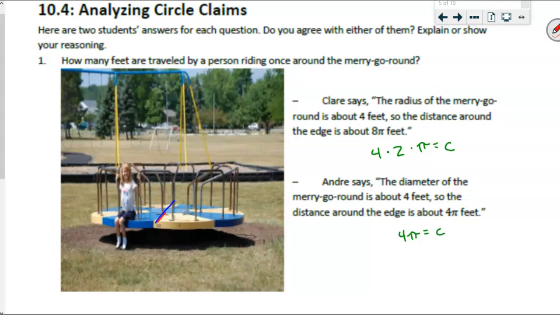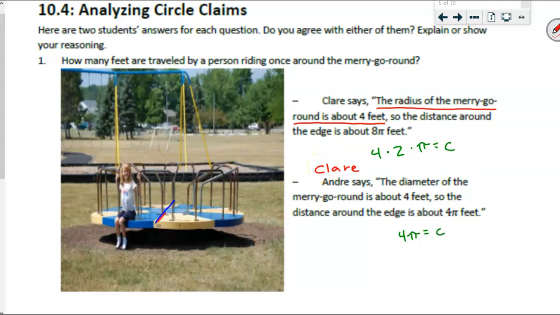Yeah, I would agree. So mathematically speaking, they are both correct. But when we're trying to make some estimates, some perspective, and maybe seeing a merry-go-round, a diameter of only 4 feet, like we have students in the class, all of you are taller than 4 feet, right? So a 4-foot diameter for a merry-go-round is not really reasonable, but a radius is. So I would agree with Claire.